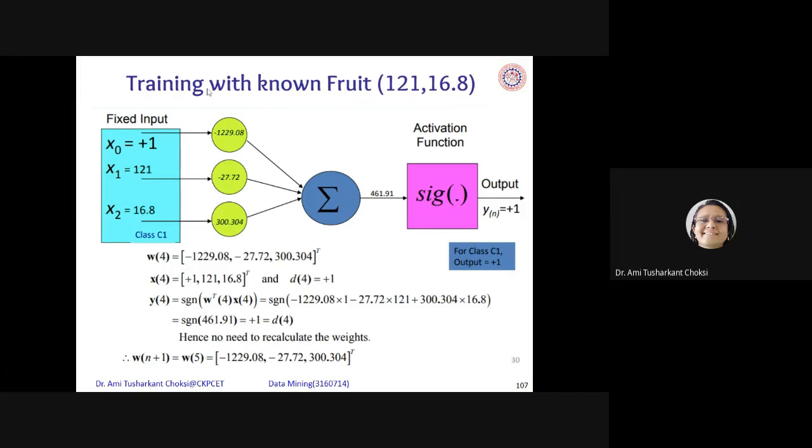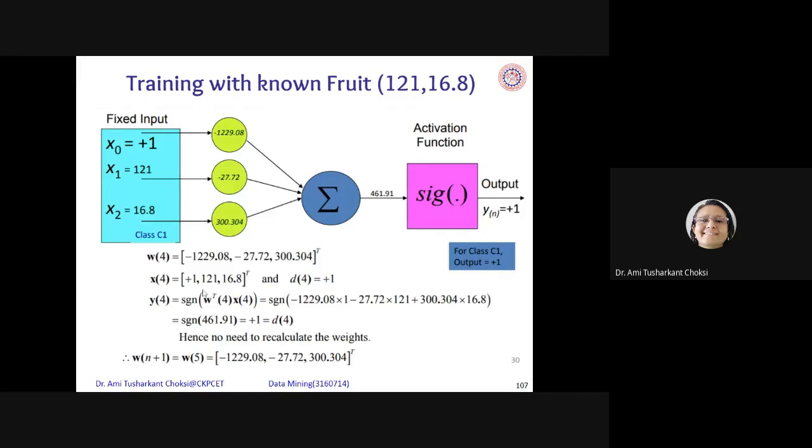Now, training with the known fruit, that is 16.8. Okay, now this is what we were having, right? Now, plus 1, 16.8 for x2, right? We are applying the summation and the activation function and getting the output. Okay, so for W4 we write the weight vector, and we write the x vector. We know that for both of them it is a transpose.